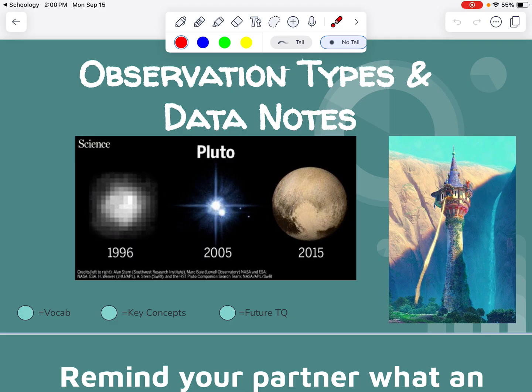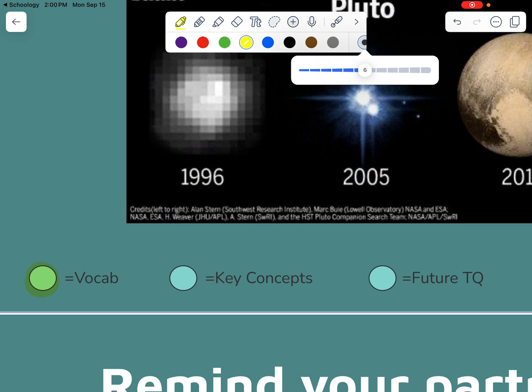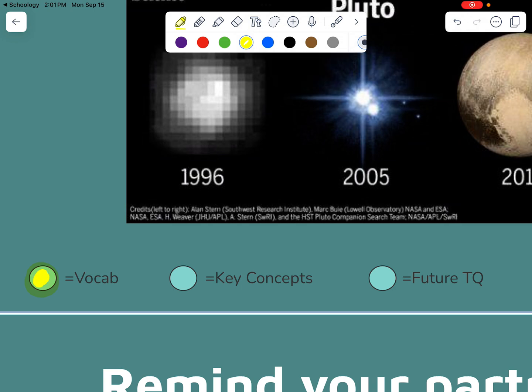So you'll notice on the bottom here I have these 3 circles. One says vocab, one says key concepts, one says future test questions. Why don't you pull out a highlighter? Let's see how the highlighter does. That's mediocre. I think I'm just going to use a wide pen here and fill this in yellow. And then the other color that I need is green. That's for key concepts. So as we go through the notes, if you want to underline or highlight anything in either yellow or green, that's what it represents.